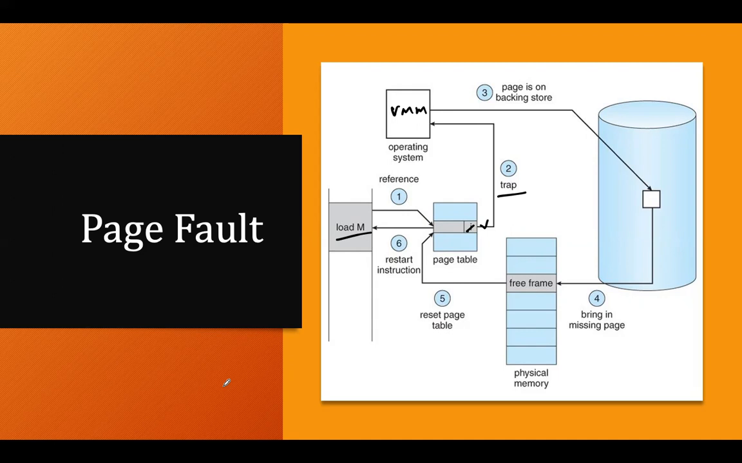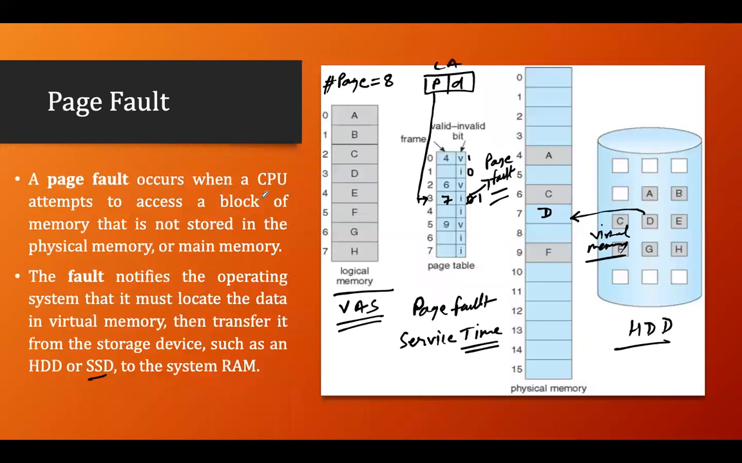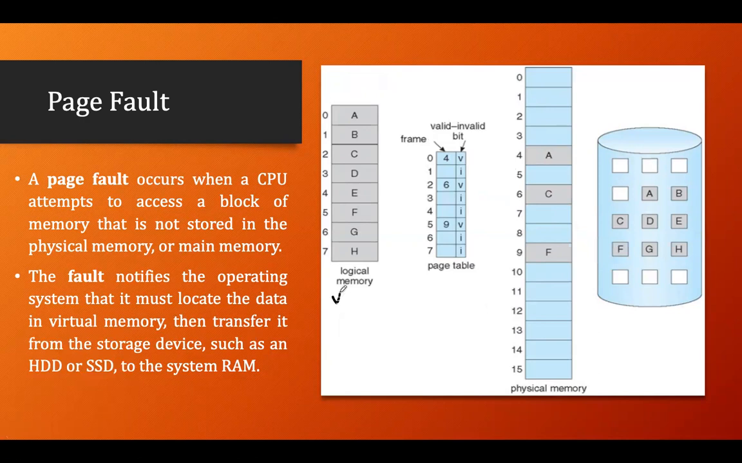So let's assume that we have the whole system available, and let's say there are 8 pages in the virtual address space, and this is how the page table looks. Assume this is the virtual address space for that particular process, and I am drawing the physical memory.